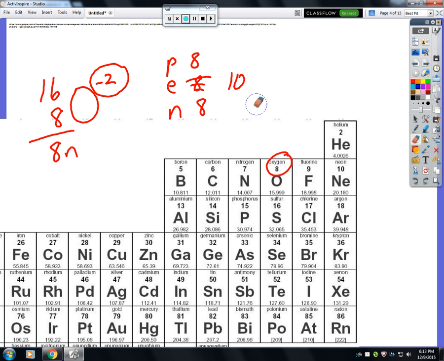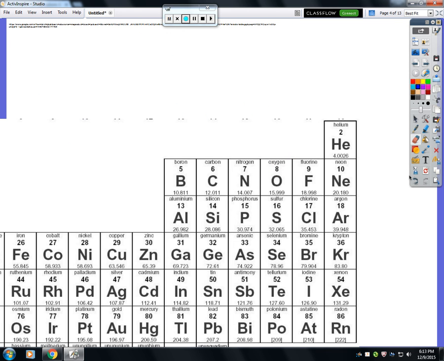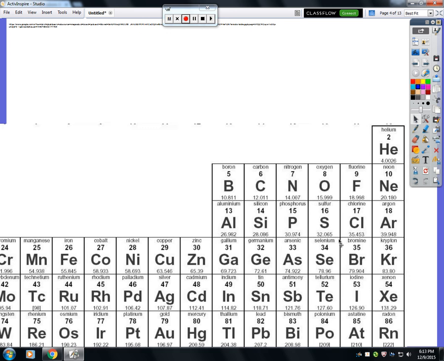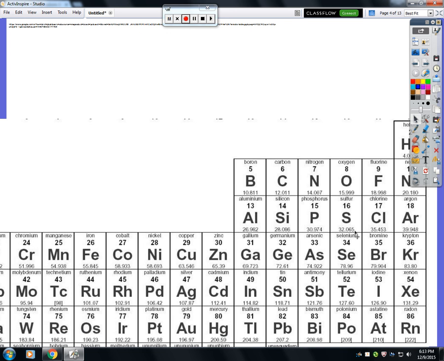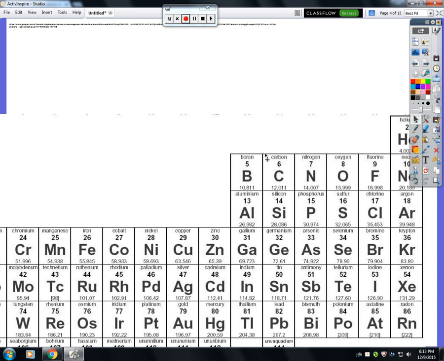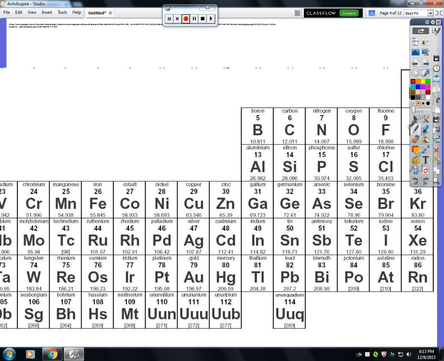Now, there's one more question on your sheet, and that says, how does the mass number relate to the number of protons when you're talking about isotopes? Well, how does the mass number? Let's go ahead and do a different example. I'll take aluminum. Aluminum has an atomic number of 13. That's protons. All right?